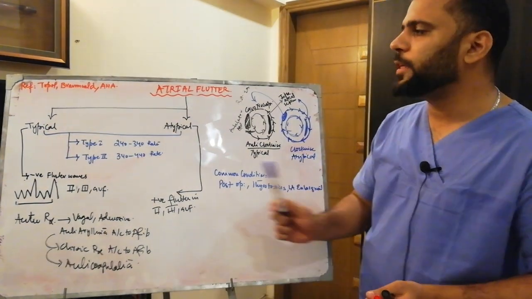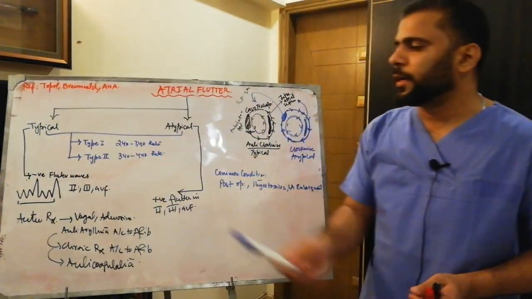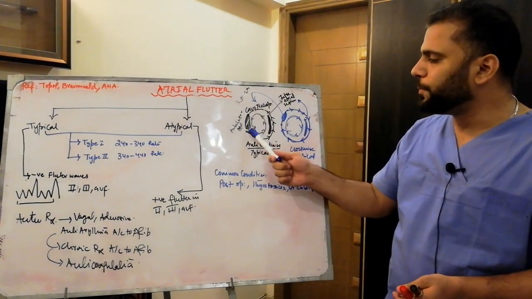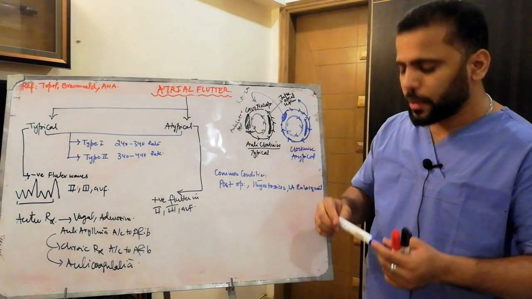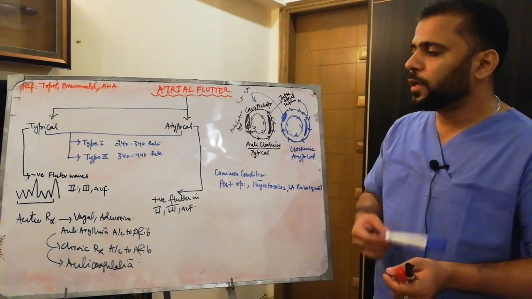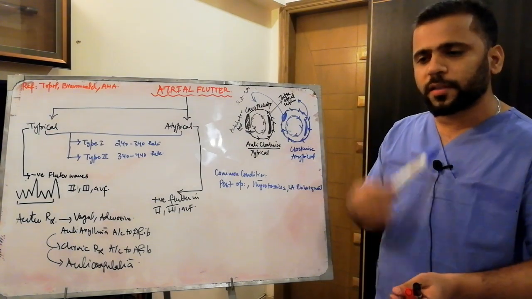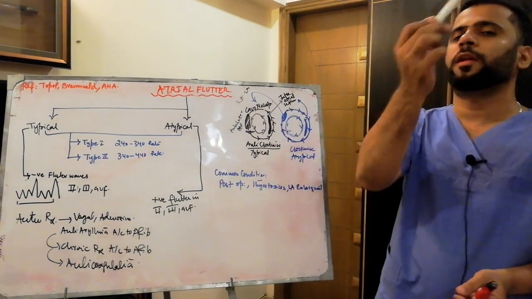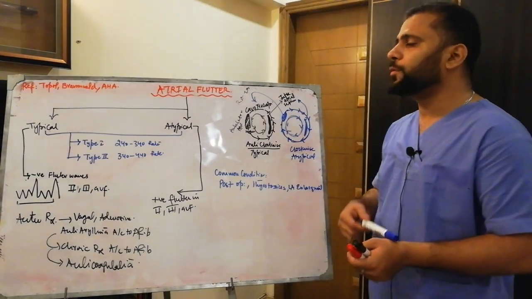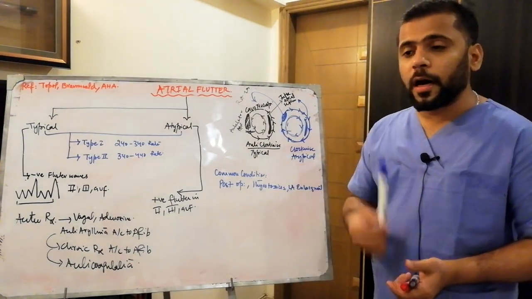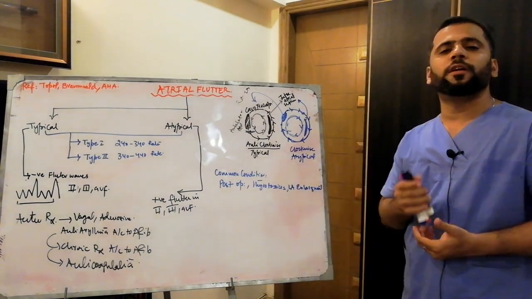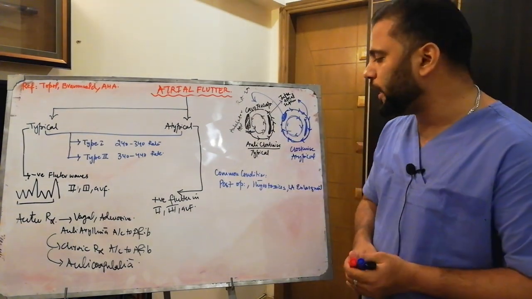But remember one thing: typical flutter has a very good success rate, because you ablate just beneath the cavotricuspid junction. The success rate of catheter ablation in typical flutter is more than 95%. But despite doing all these things, about 80% of your patients will present to you within 5 years or after 5 years with atrial fibrillation.